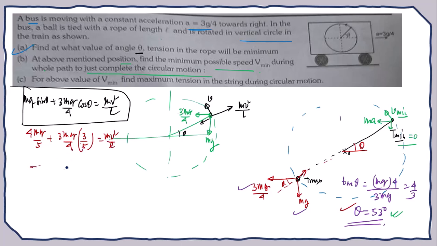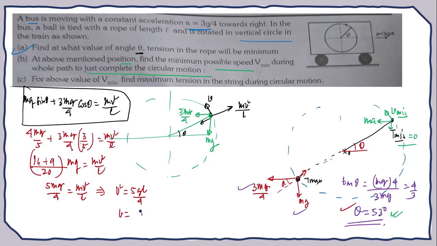The LCM is 20, so 16 plus 9 mg over 20, which is 5 mg by 4, should be equal to mv square by L. Cancel the m, so ultimately v square equals 5 gL by 4. So v should be equal to root of 5 gL by 2. This is the velocity at the minimum position, where the tension is minimum.